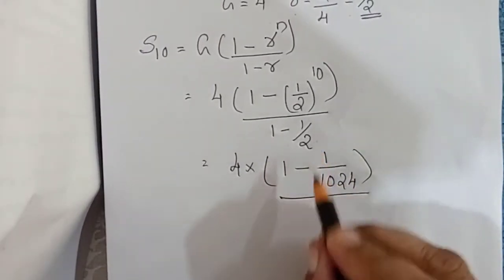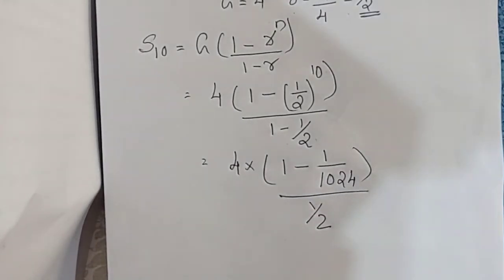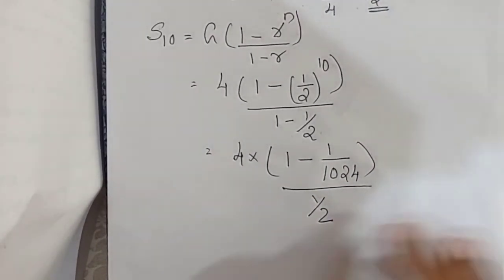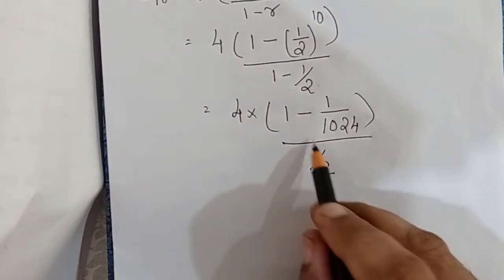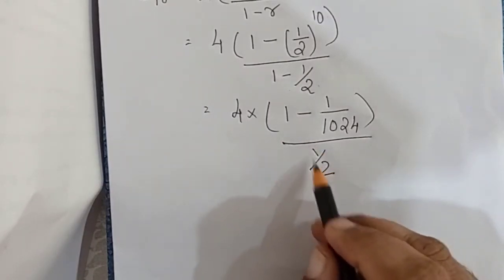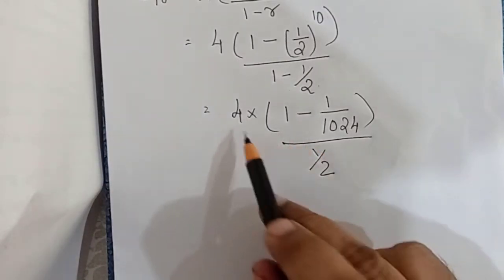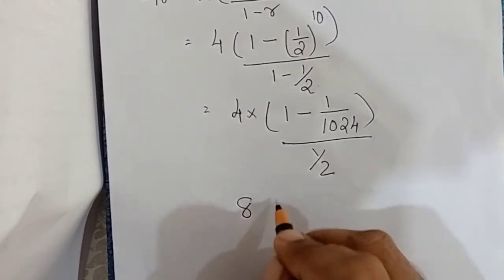By 1 minus 1 by 2, that is 1 by 2. Here division means take the reciprocal of the second and multiply, means 4 into 2, 8. All of you got it? 8.